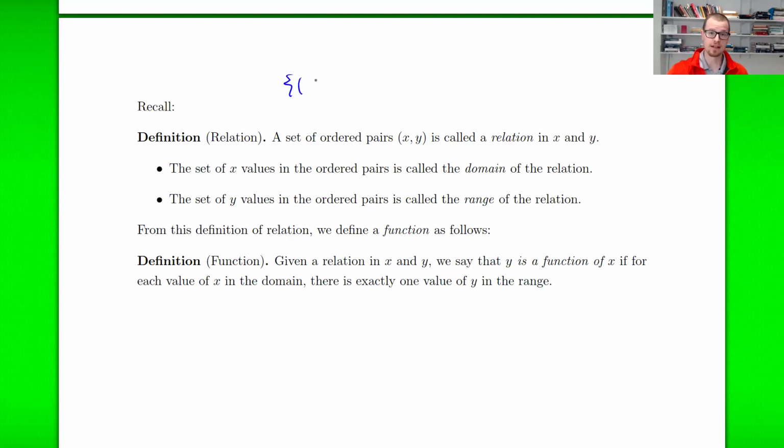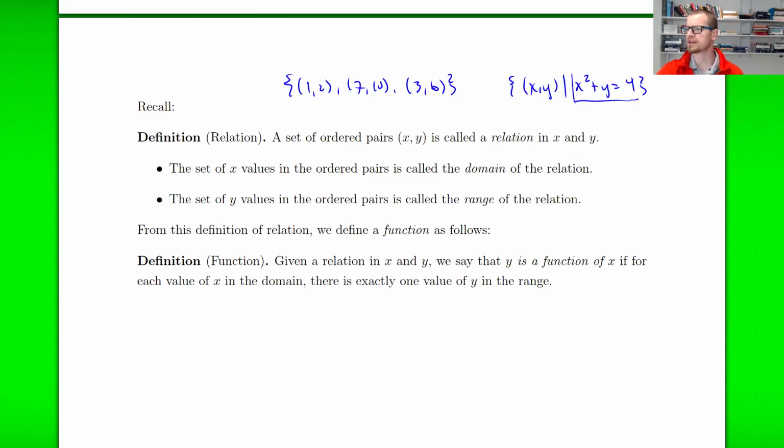Sometimes it's given in list notation. So (1, 2), (7, 10), (3, 6), right? A list of ordered pairs. These ordered pairs can also be given by a relationship. So it could be the set of all ordered pairs x comma y such that x squared plus y is equal to 4, something like this, right? This is usually just presented by this thing right here. When we see x squared plus y is equal to 4, we understand that to be a relation between x and y. Also an equation, right?